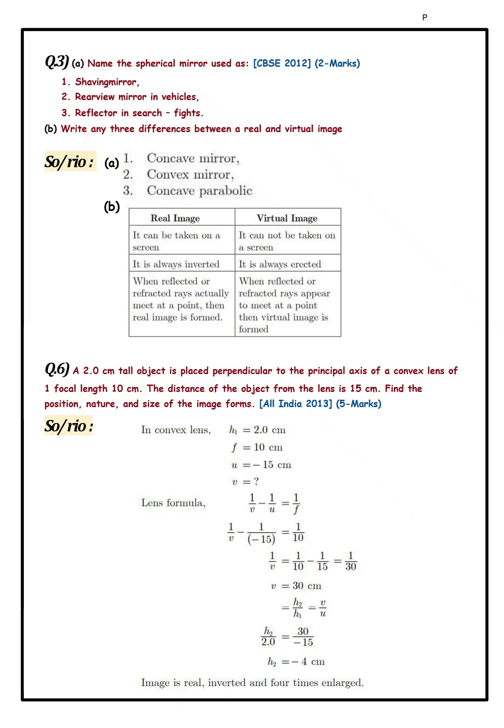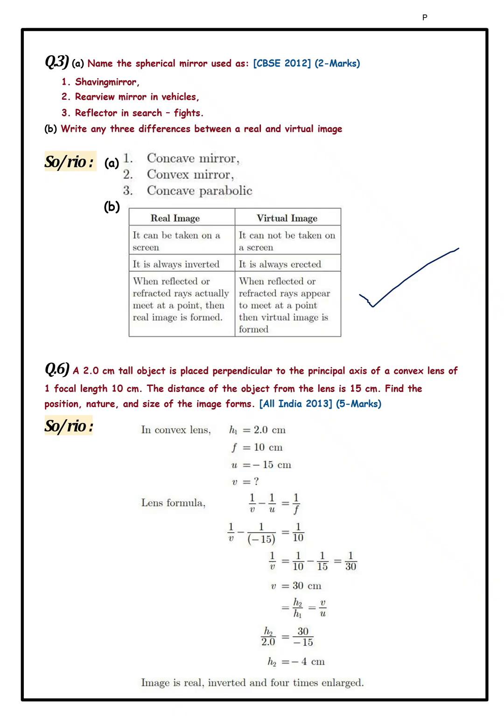If we talk about the real image, it can be taken on a screen. A virtual image cannot be taken on a screen. A real image is always inverted, and a virtual image is always erect. And for the real image, third point, when reflected or refracted rays actually meet at a point, then a real image is formed. For a virtual image, when reflected or refracted rays appear to meet at a point, then a virtual image is formed.